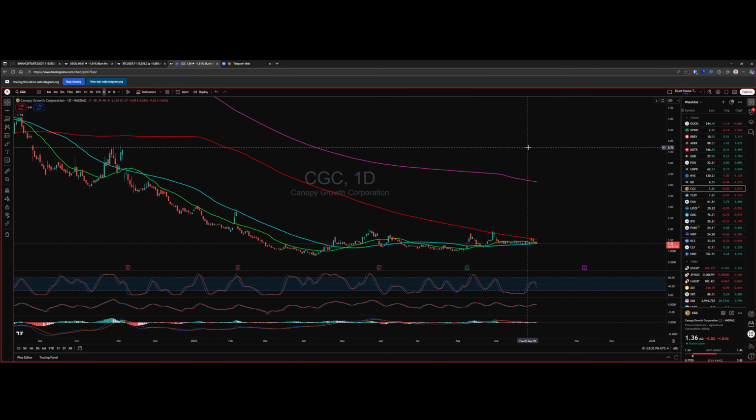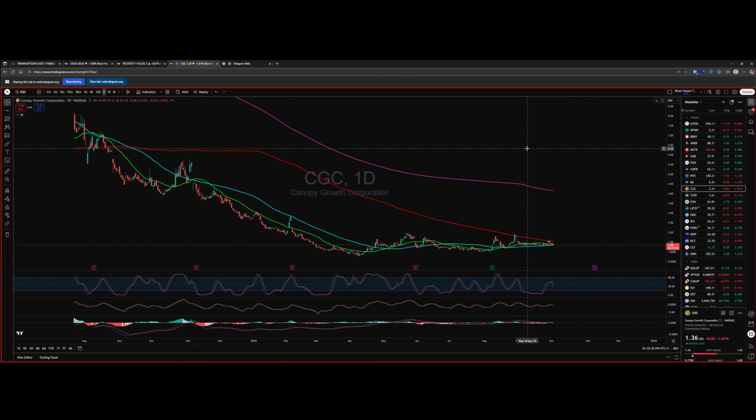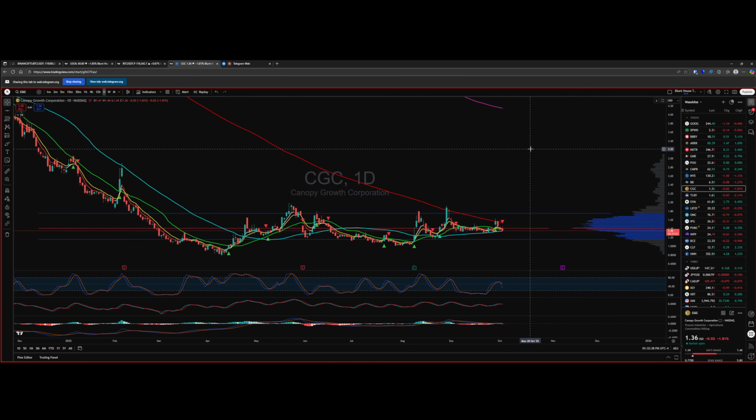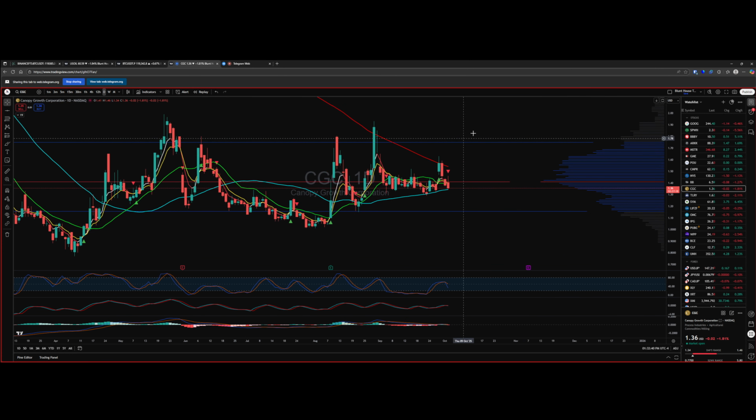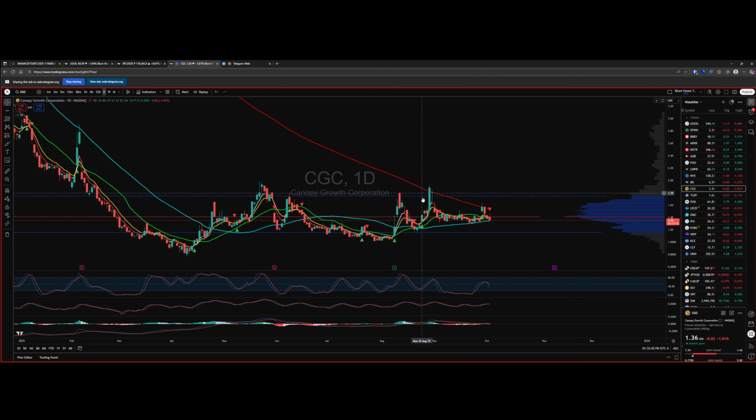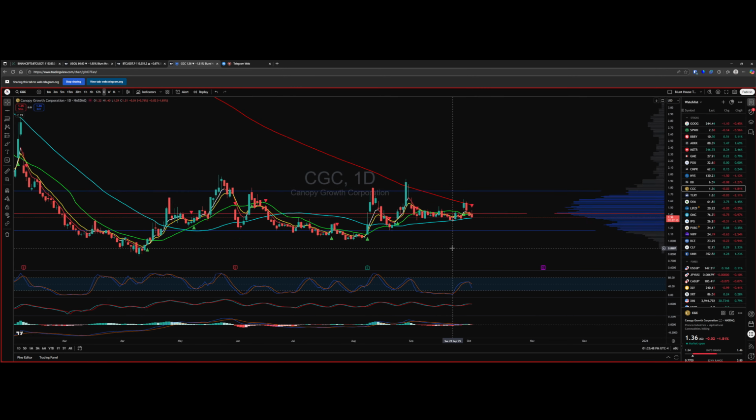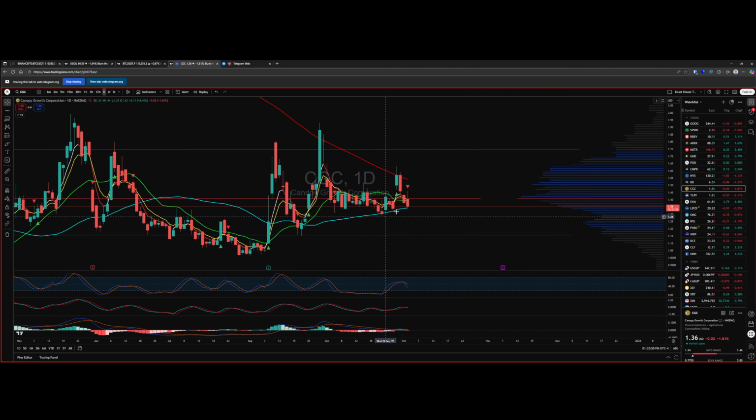We showed the heartbreakers last, I think on Tuesday. It's still continuing on. Right, here's your rejection. This is Canopy Growth. Big test to the 200. Massive failure right back to the 50. Right, bounce up off the 50. What do you do? You test the 200. You fail, right back to where?